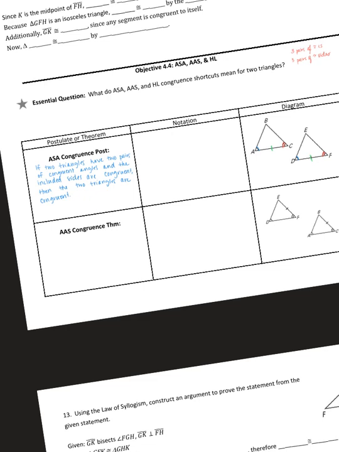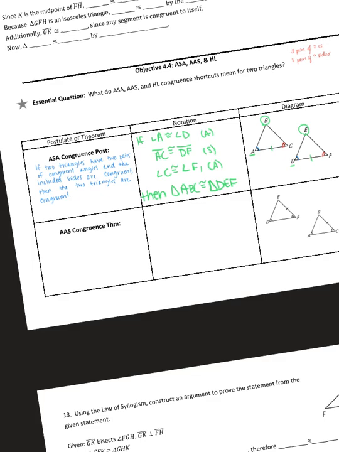So let's go over here to the notation and say if angle A is congruent to angle D and segment AC is congruent to segment DF and angle C is congruent to angle F, then you can conclude that triangle ABC is congruent to, now be careful, A corresponds to D, B corresponds to E, and C corresponds to F. Okay, so here's your A, S, A. All right, triangle congruence by angle, side, angle.